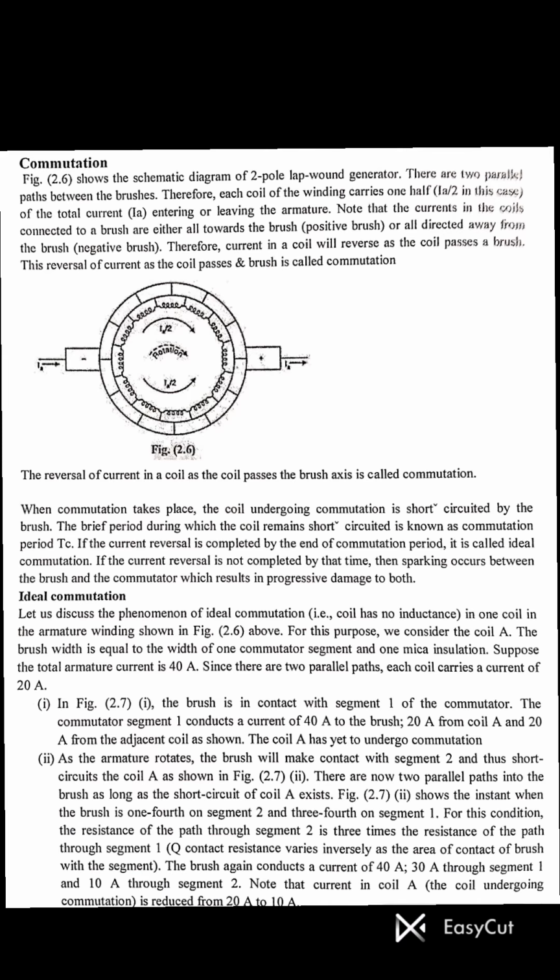What is commutation? Imagine a DC generator, where the coil keeps rotating between magnetic poles. Now, every time the coil rotates and crosses a brush, the direction of current in that coil has to reverse. This reversal of current, as the coil passes the brush axis, is called commutation. It happens in a fraction of a second, but it's super important.